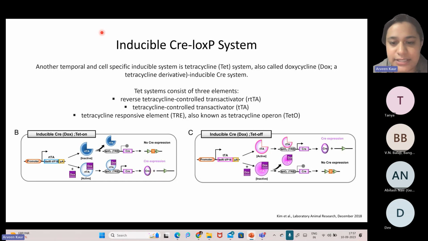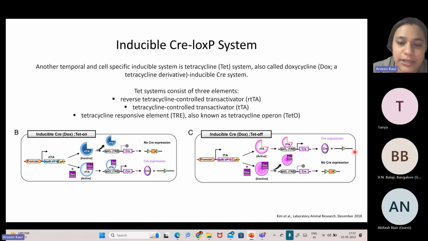Now, just contrary to this is the Tet-Off system. In the Tet-Off system, instead of the reverse tetracycline-controlled transactivator, we just use the tetracycline-controlled transactivator. When it is present, it turns on the activity of Cre recombinase, and Cre leads to expression. But if we introduce tetracycline or doxycycline into this system, it inactivates this tTA, and it cannot bind or activate the TRE, which will eventually not let the Cre recombinase express, and the further copies of this particular gene will not be hampered.